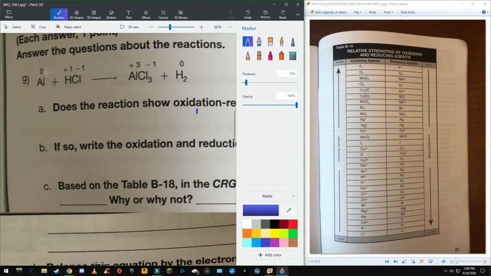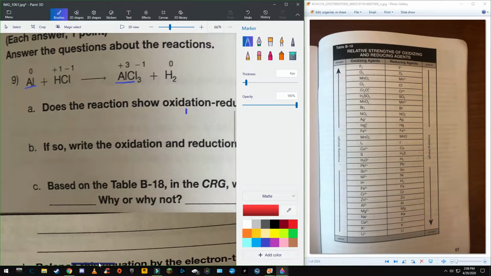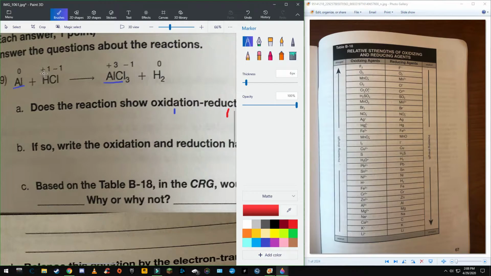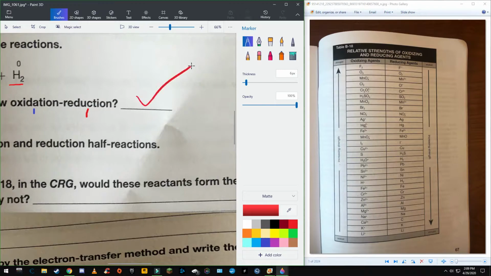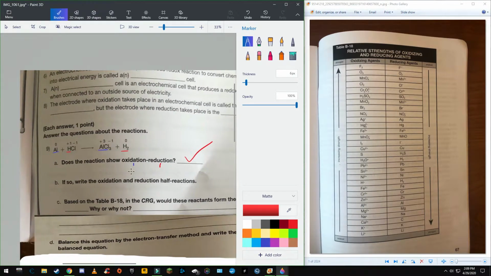Point being, for 0 to a +3, if it loses 3 electrons, its charge goes up to a +3. And when a charge goes from a lower number to a greater charge, that is oxidation. So we know aluminum is experiencing oxidation. What about reduction? Reduction is the opposite. Reduction is when a higher charge turns into a lower charge. Hydrogen goes from a +1 to a 0. That indicates reduction. Its charge has been reduced. So, does it show oxidation reduction? Yes, it does. And that's how simple it is.